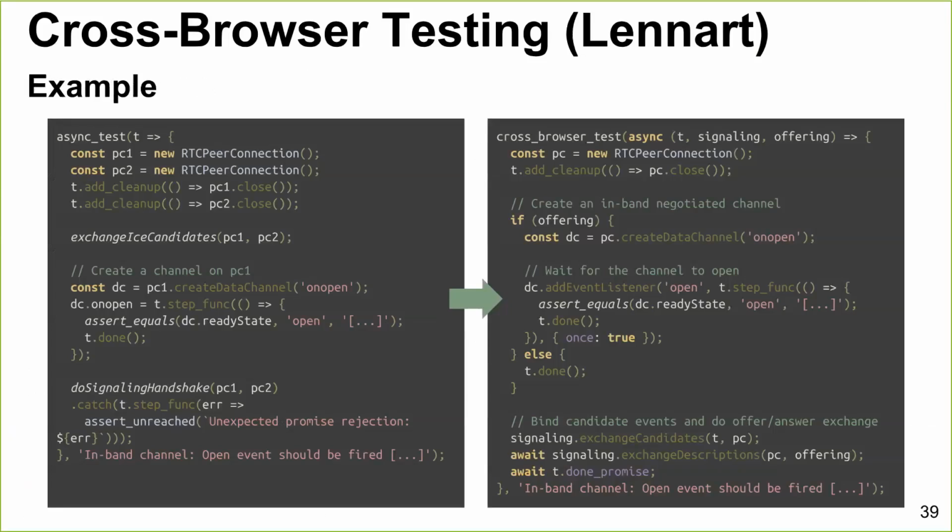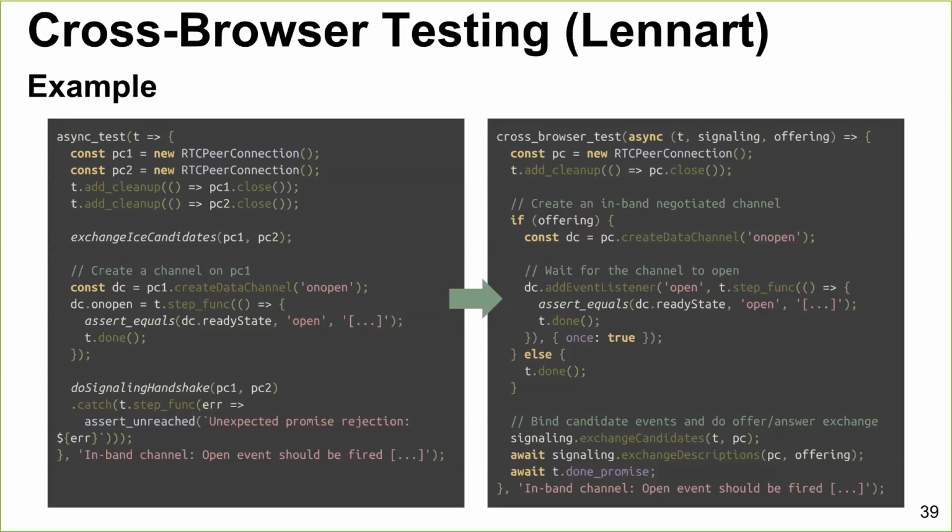So the browsers connect to each other via the signaling server. They wait for each other, and then they start the test. On the left side, we have a test that we have at the moment, without cross-browser support. What it does is create a data channel, and it waits on the peer that creates the data channel for the data channel to open. So the open event is fired, and then it's done.